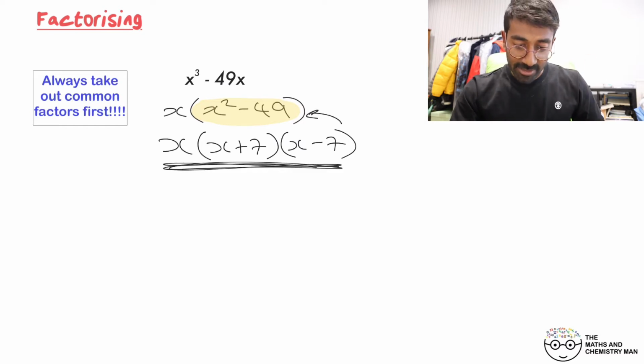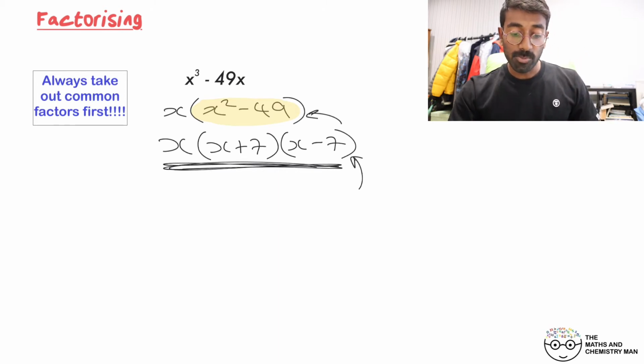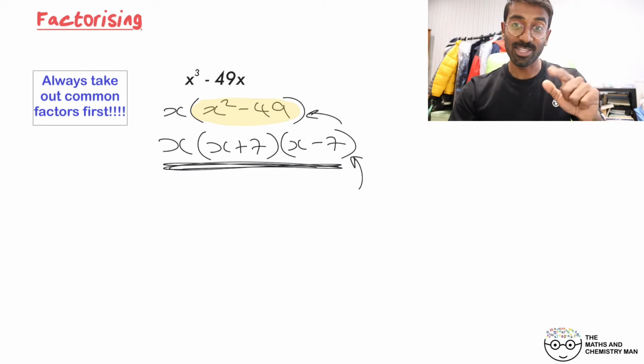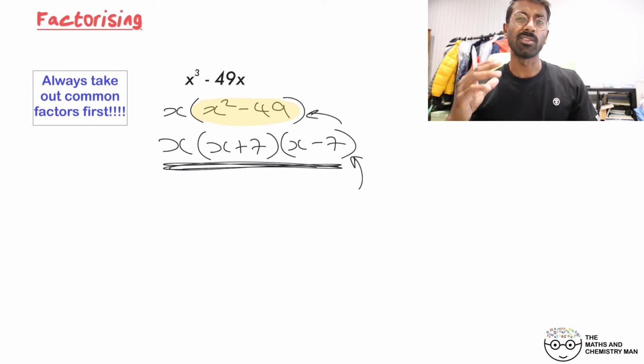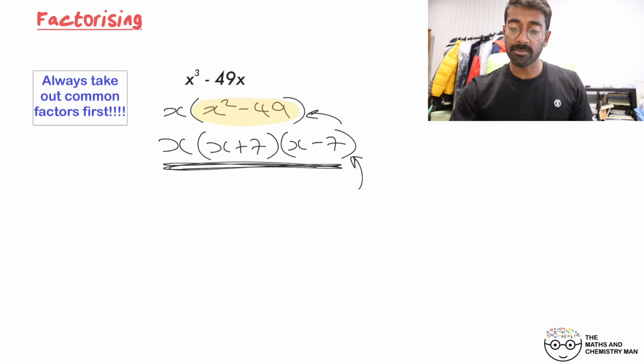Now, if you left it at the previous stage, unfortunately, you're only getting 1 mark. But if you spot that it's the difference of two squares, and get it to this over here, so your x plus 7, x minus 7, you're getting both your marks. So that is where you want to end up. So do look out for that. Every time you see a square number, you want to be a bit suspicious. Think, is this the difference of two squares?